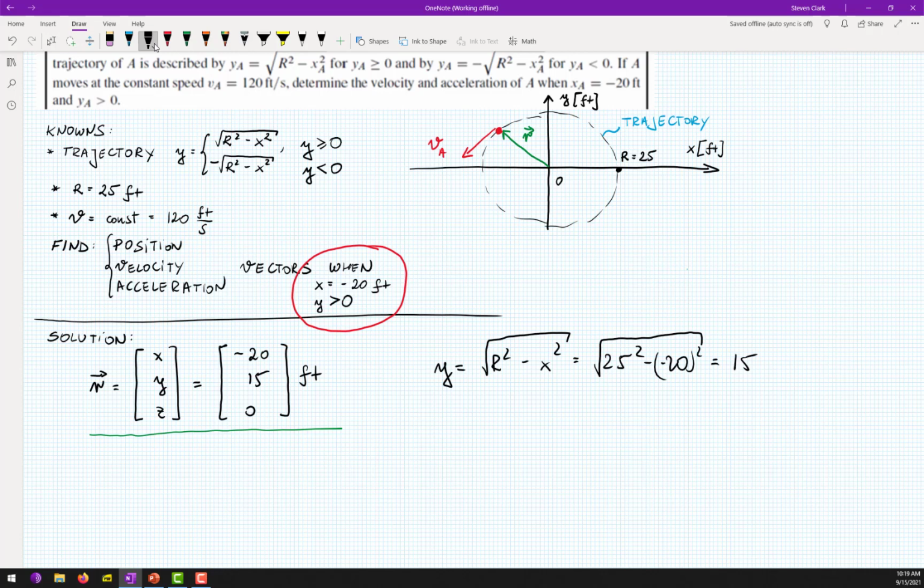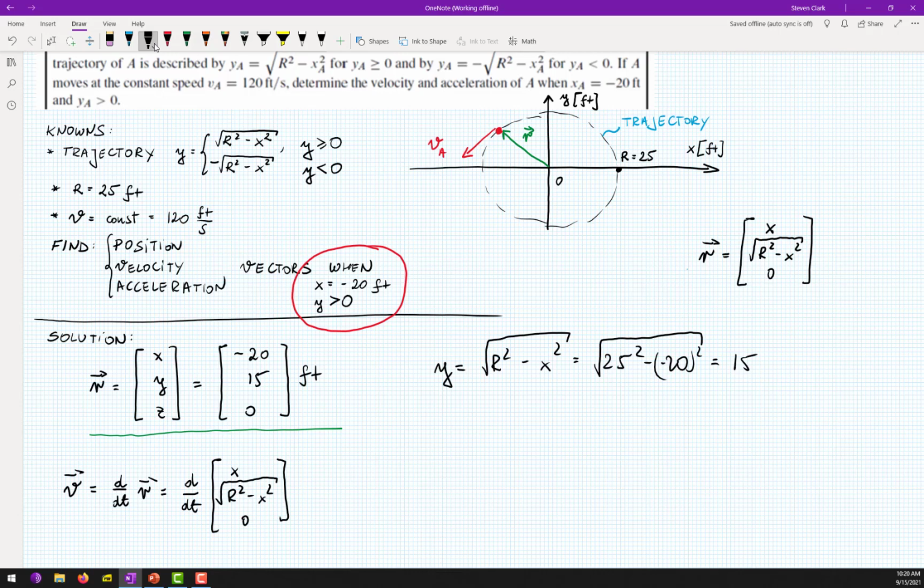We can also, maybe before writing down velocity, I want to write that vector in this form. So r is basically x, square root of r squared minus x squared, and 0. Okay, so by definition, our velocity is d/dt of r. In other words, d/dt of that vector I just wrote there. So I can enter the derivative inside the vector.